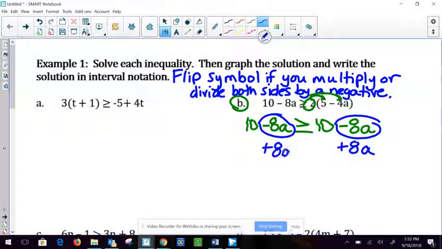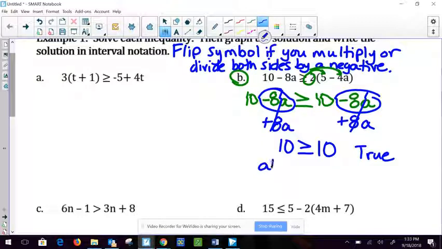Something kind of neat here happens. On the left side, my a's cancel out, and the same exact thing happens on the right side. So what I'm left with, keeping that symbol in the middle, is 10 is greater than or equal to 10. Let's think about that for a minute. Is that a true statement? Is 10 greater than, or is it equal to 10? You're right, it is equal to each other. So because this is true, we have one of those special cases, all real solutions.